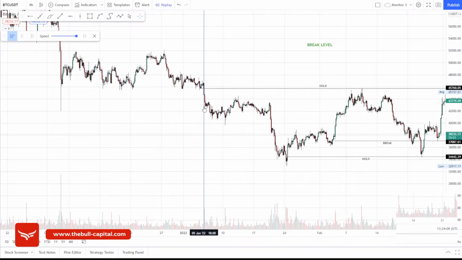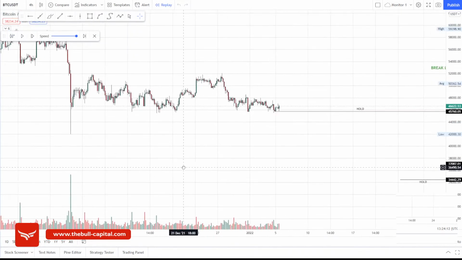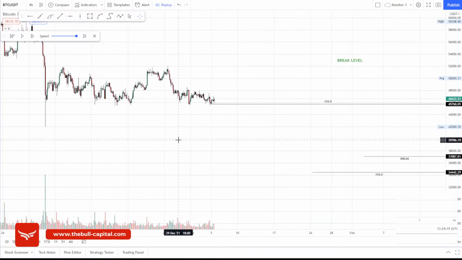So this is actually a hold level from the past, but we are interested in the current structure. We're also gonna talk in the next lesson about valid levels and invalid levels, because I see a lot of people using old levels which are not valid anymore, and we're gonna talk about how we can actually know if that level is valid or not.